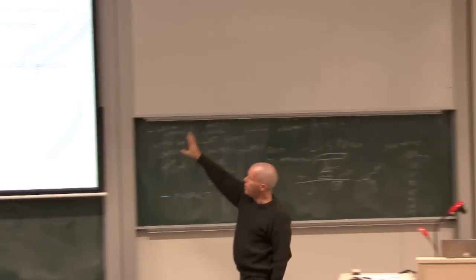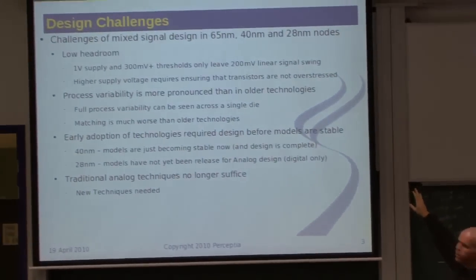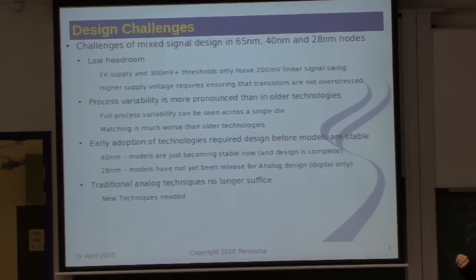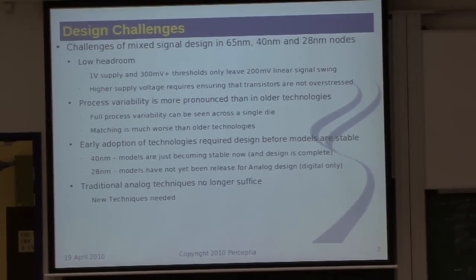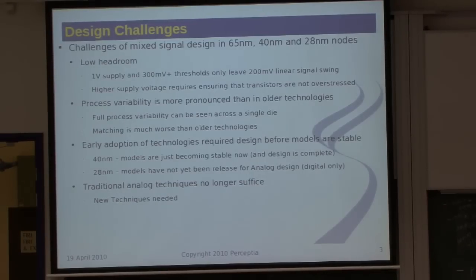A net result is that in 65 nanometer we might be allowed to use a 1.2 volt supply. In 40 we get 1 volt. If we're lucky, in 28 we can probably still sneak out 1 volt.